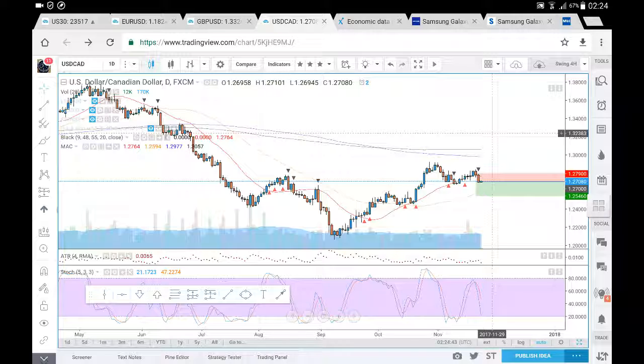So this isn't a trade recommendation. This is highly speculative. I do not expect this trade to work out, as it is somewhat counter trend. And yeah, that should wrap up the US dollar CAD end of day sell analysis.